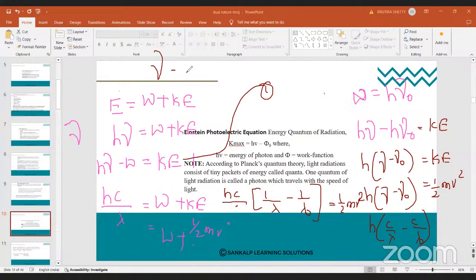So what do you mean by nu? Nu is the incident frequency. Lambda also becomes the incident wavelength. Lambda naught and nu naught will be threshold values. Nu and lambda will be the incident values. So remember this. If this is clear, we can see the experimental results of this, the photoelectric explanation for Einstein's relation.